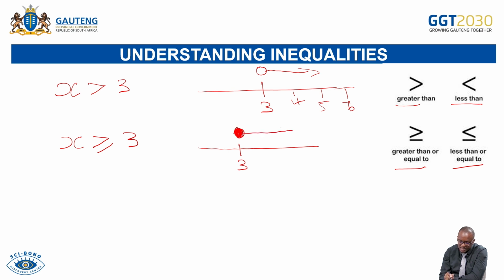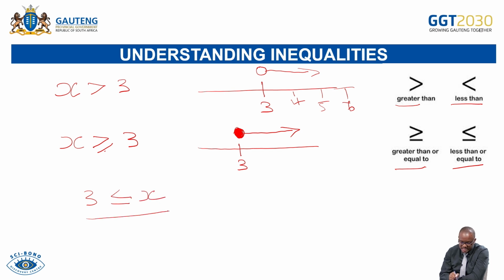Then we indicate that x is greater than 3. Because here it says greater or equal to 3, it means 3 is included. Hence we are shading it because 3 will be included. Correct?